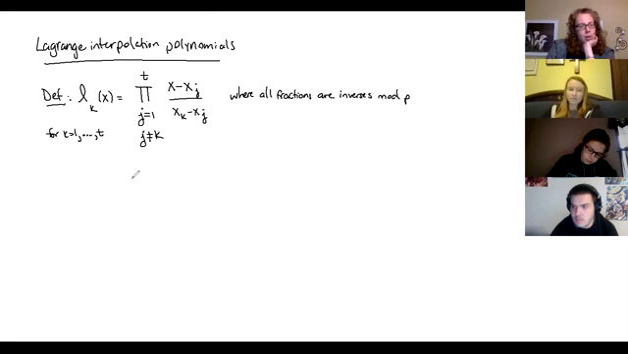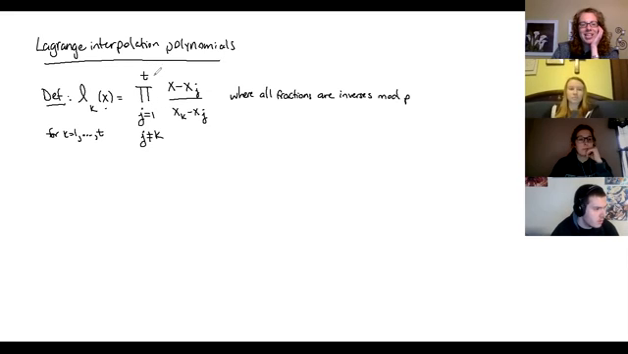So we've got a Lagrange interpolation polynomial going here. L sub k of x is the product as j goes from 1 to t, but j is not equal to k, because otherwise we would get a 0 in the denominator. X minus x sub j over x sub k minus x sub j. That's a lot of symbols and that's not very helpful. Let me show you what I mean.